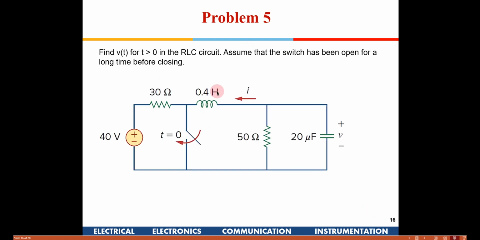Okay, so we will take one more last problem. In this it says we need to find Vt for t greater than 0. Assume the switch has been open for a long time.